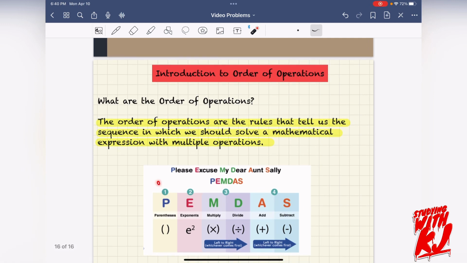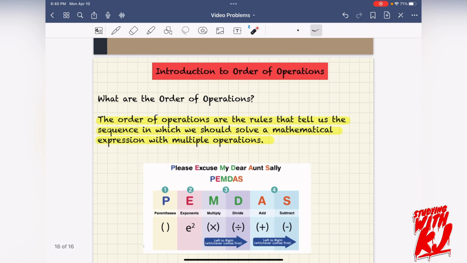The P in PEMDAS stands for parentheses. When you're solving a mathematical expression with multiple operations and you see parentheses, then you solve whatever's in those parentheses first. After parentheses, we have E, which stands for exponents. After you solve whatever's in your parentheses, the next thing you will solve are exponents, if exponents are in your mathematical expression. Now, after exponents, we have multiplication and division.